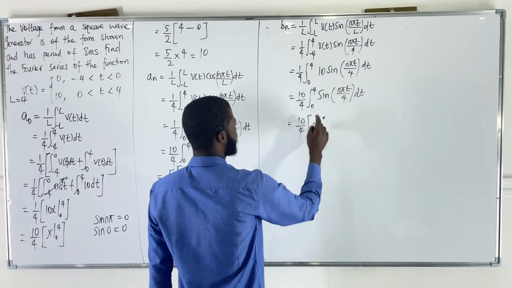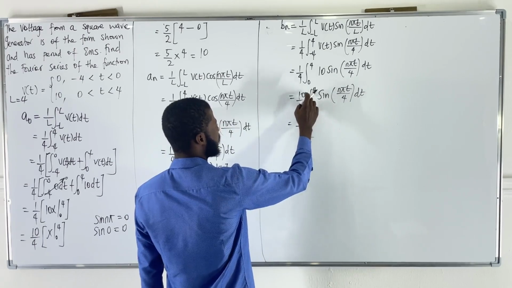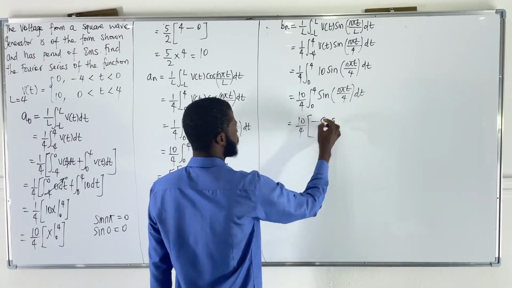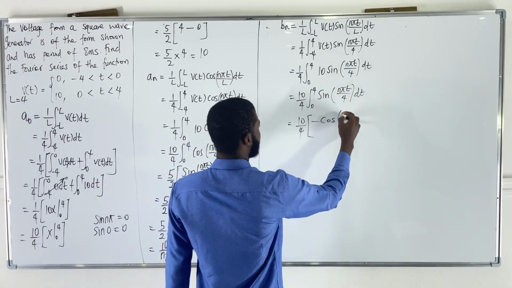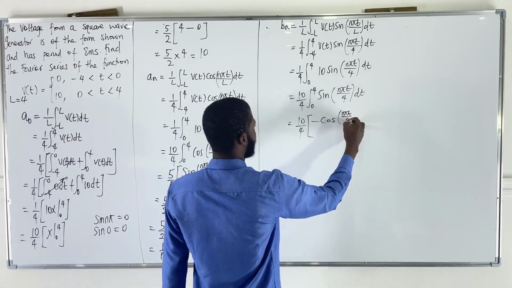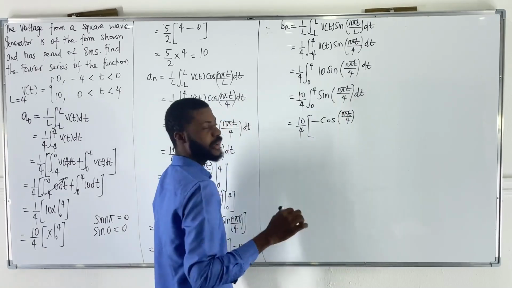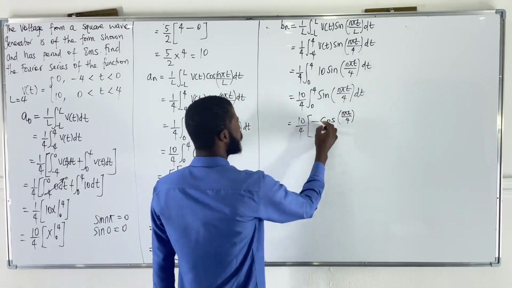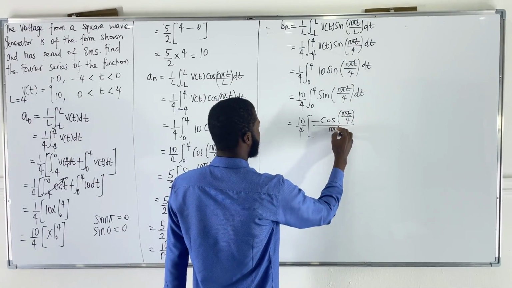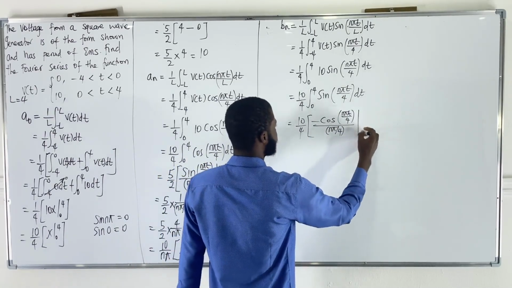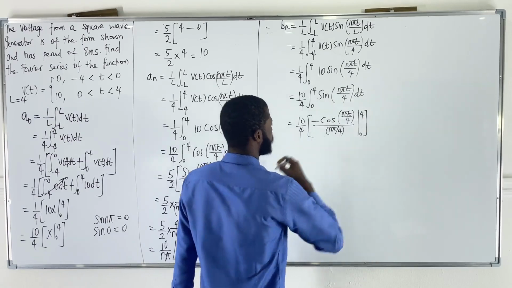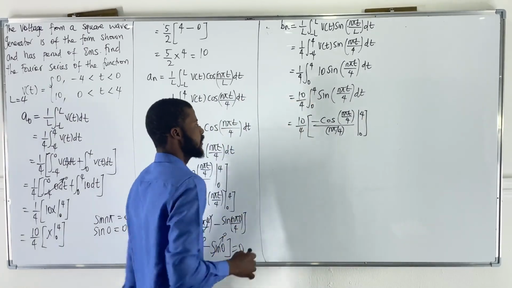Then open up this bracket. If you integrate sine, you will get minus cosine. You get minus cos, and then you put your angle, n pi t over 4. Now when you differentiate this angle, you will have n pi over 4. So you need to divide by that n pi over 4. And this will be from 0 to 4. That's the interval of the integration.